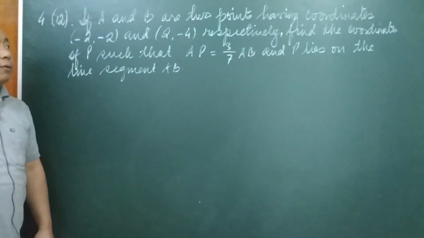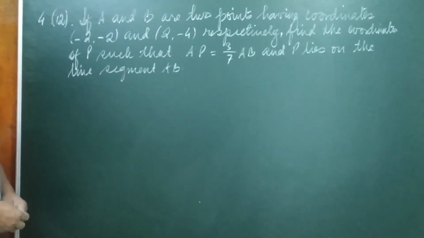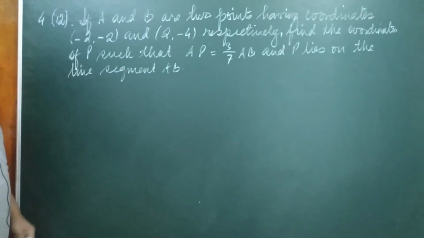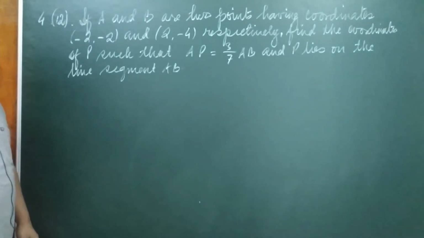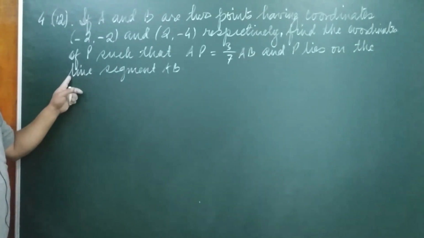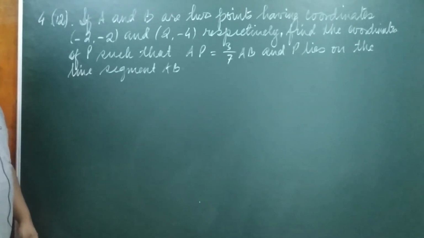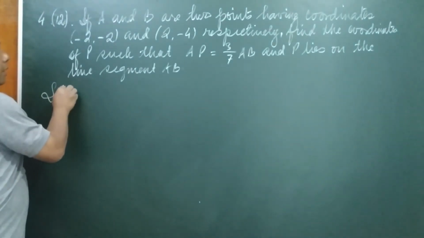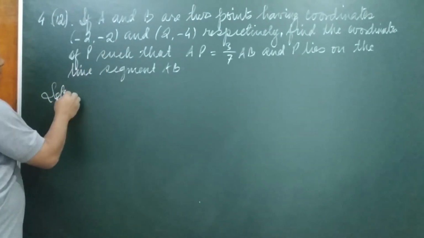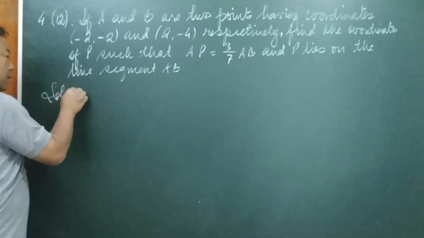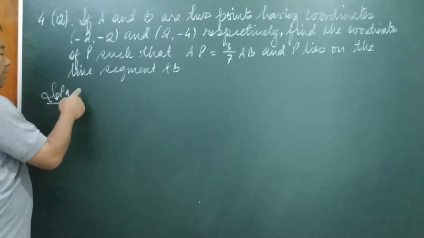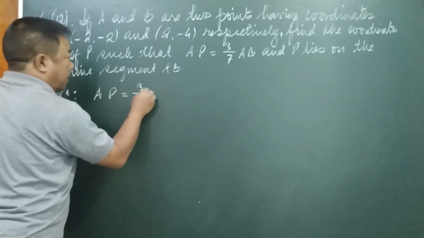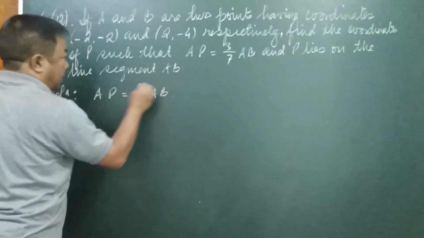Question number 12, textbook. If A and B are 2 points having coordinates minus 2, minus 2, and 2, minus 4 respectively, find the coordinates of P such that AP equal to 3 by 7 AB, and P lies on the line segment AB. Such that AP equal to 3 by 7 AB.